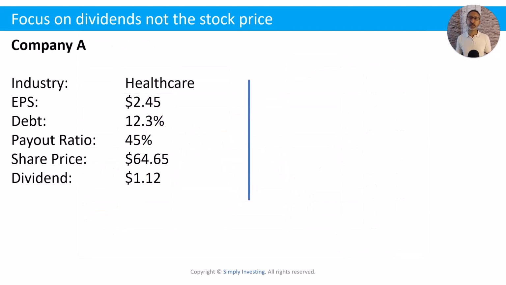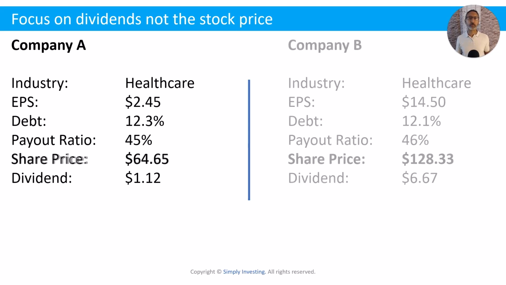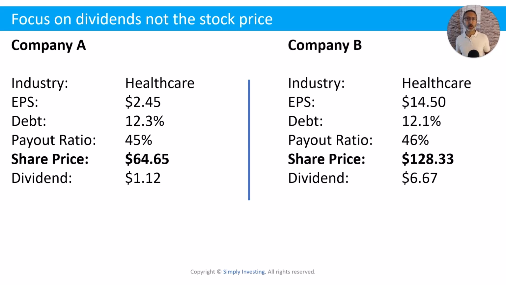Let's take a look at an example here. We're going to look at two companies, Company A and Company B. You can see that both companies are in the same industry. The earnings per share is higher in Company B. The payout ratio is again very close, 45% and 46%. The debt is around 12% for both companies, so that's the same. You can see the dividend is listed there, and the share price.